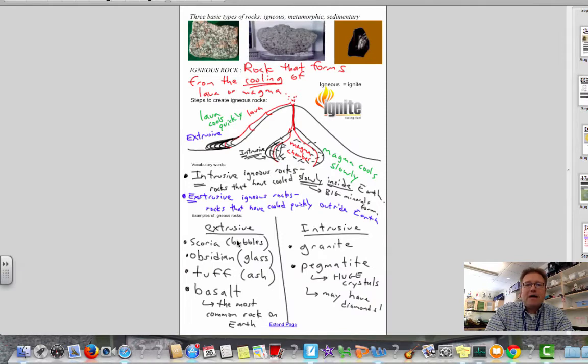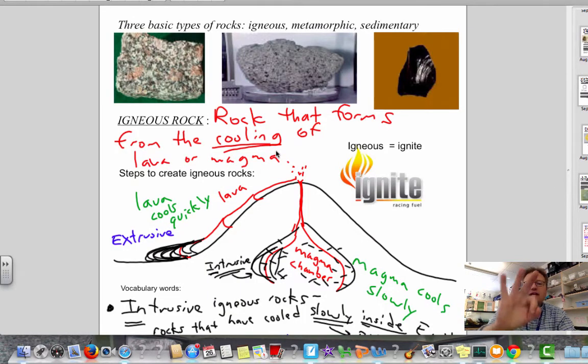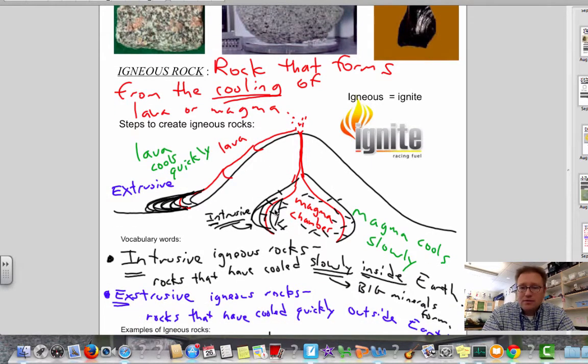Okay, now on to rocks. Let me make this a little bit bigger so we can see it here. There are 3 different types of rocks: igneous, metamorphic, and sedimentary. The first one, igneous rocks, are rocks that form from the cooling of lava or magma. And where that magma cools and how fast it cools determines the kind of rocks you get.